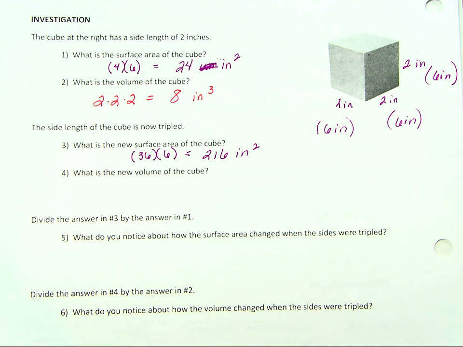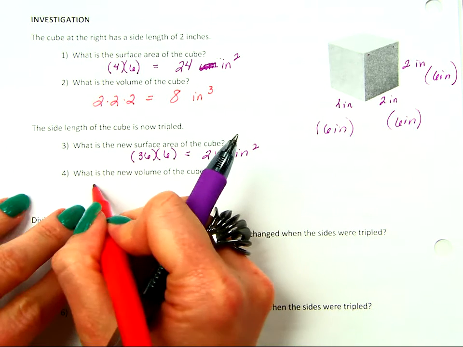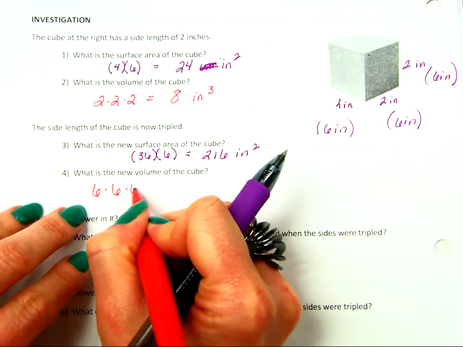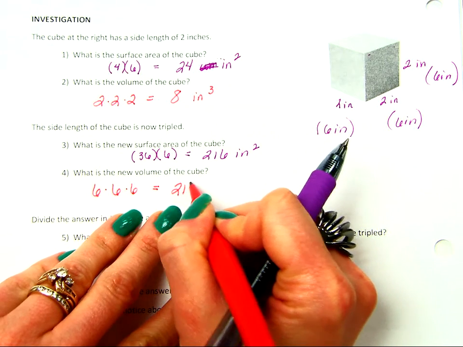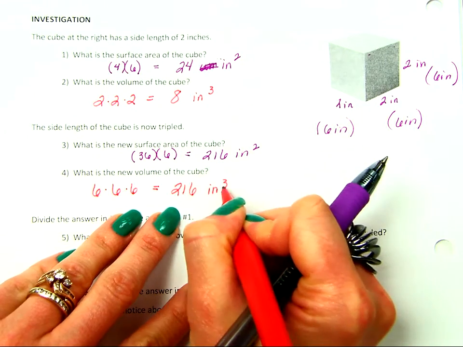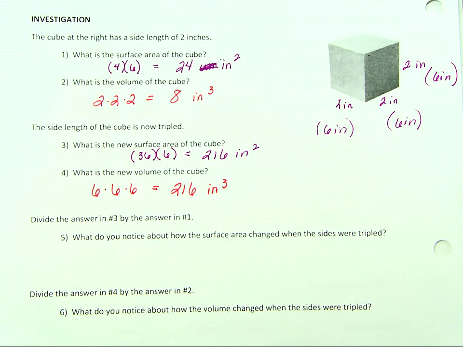Question 4 asks about the volume. Well, my volume would be 6 times 6 times 6. Ironically enough, that also comes out to 216, but that's in cubic inches, so that's something much different.